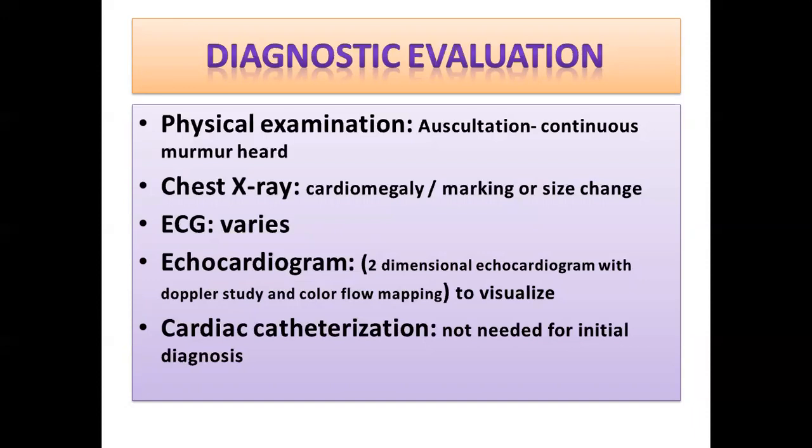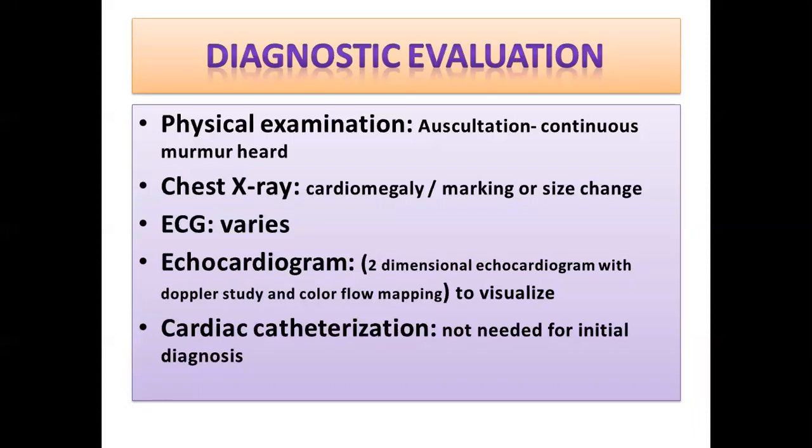On auscultation, we will hear a continuous murmur sound. It may be at the upper sternal border, the lower sternal border, or the medial one. It depends on where the defect is exactly located. The second one is chest X-ray.